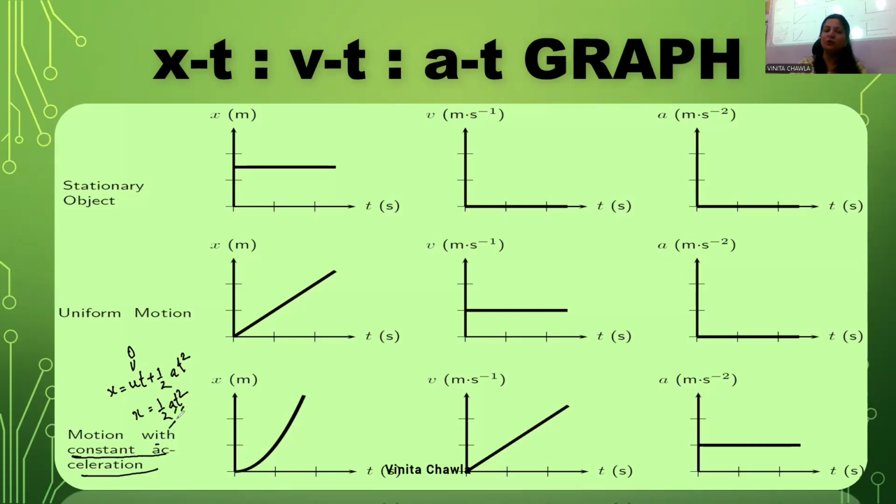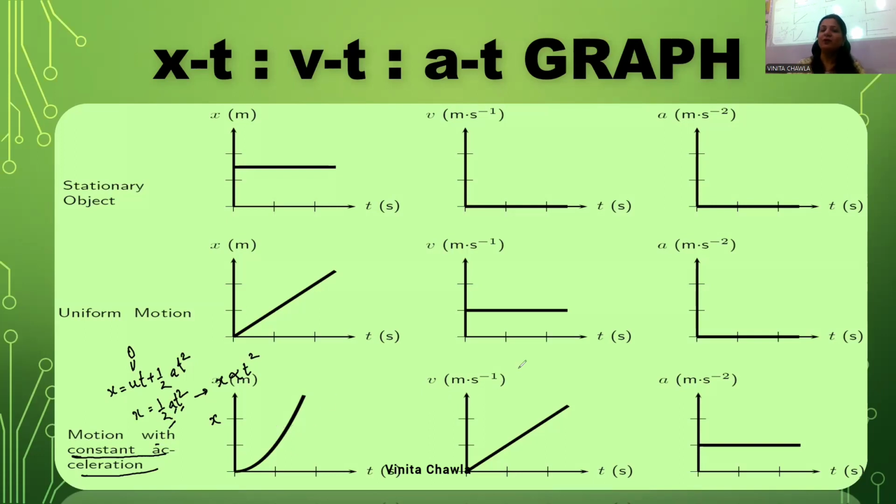Half is a constant, a is also a constant. So there is only one variable on which x depends, that's t square. So x is proportional to t square. When we draw the XT graph, we draw like this. Because it is proportional to t square, not t, we cannot get a straight line. If it is proportional to t, only then we get a straight line. It is proportional to the square of time, so we get a curved line.